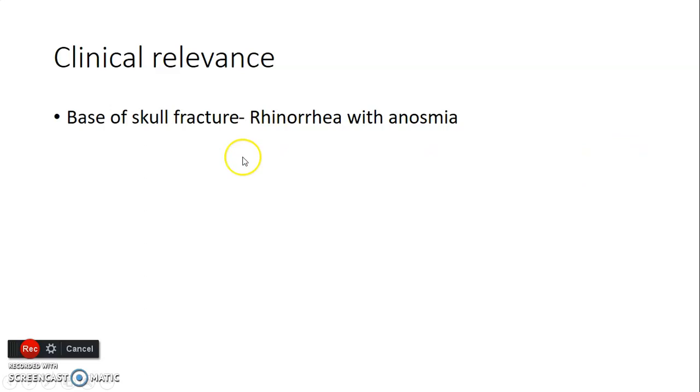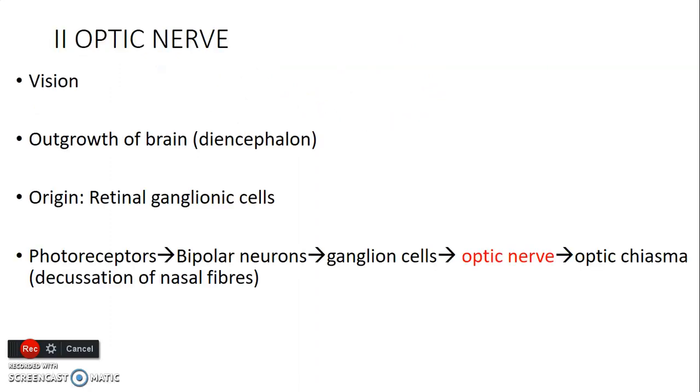So what's the clinical relevance? When you have base of skull fracture, where the nerves are piercing, you can leak CSF through the roof of the nose. That's called rhinorrhea. And this rhinorrhea may be associated with lack of smell, which is anosmia. Because remember, the cribriform plate, the olfactory nerves are passing through. So if you affect the nerves, you'll not be able to sense smell. That's what we call anosmia. Rhinorrhea is leakage of CSF through the nose in base of skull fracture affecting the cribriform plate.